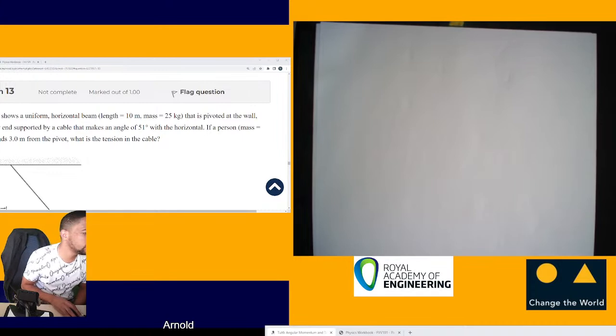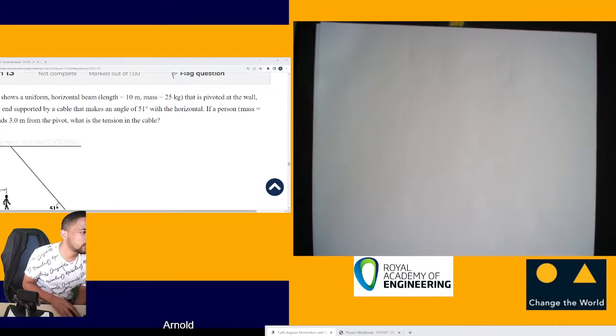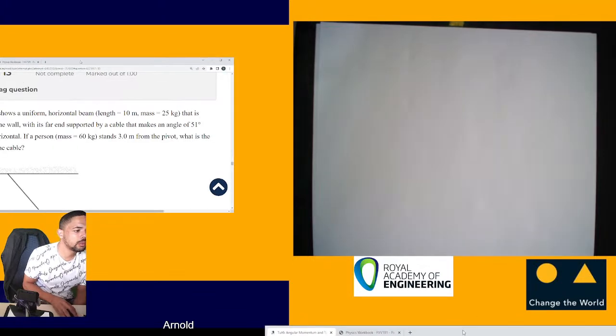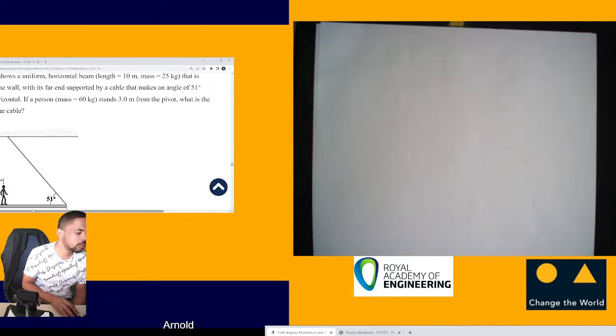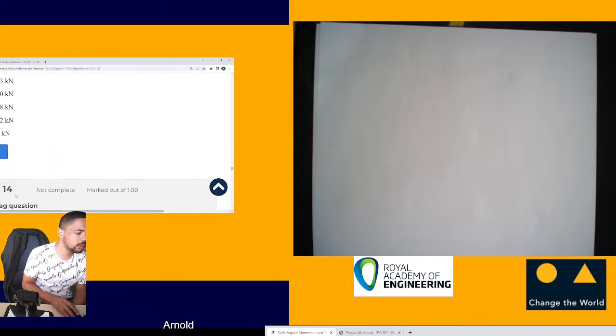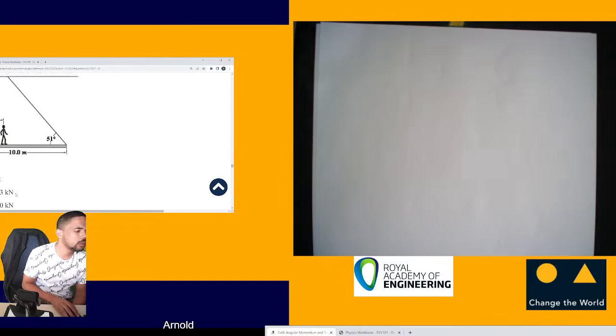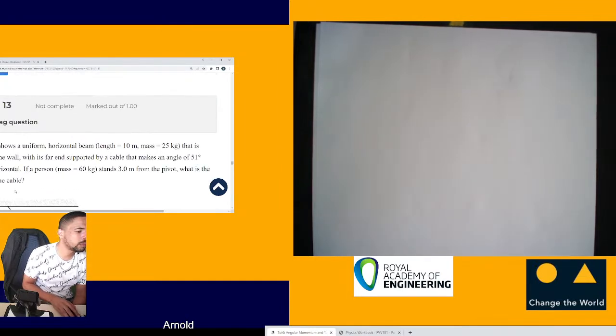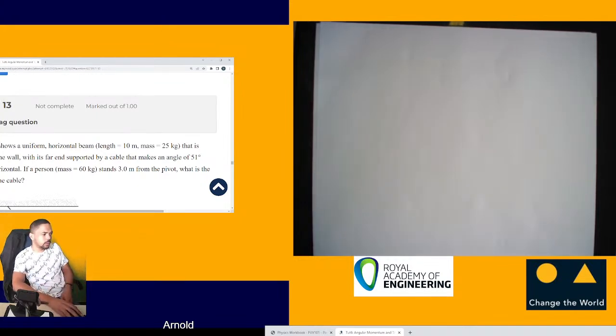I'm trying to fix this now. Let me see. It cuts it off here somewhere. Why is it doing that? It cuts off a whole section of this for some reason.